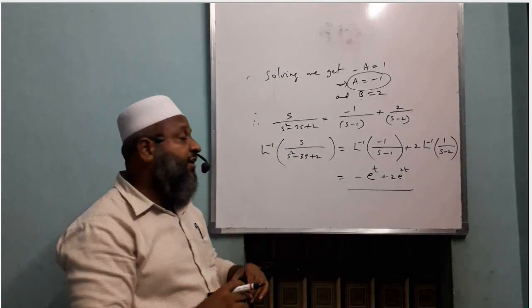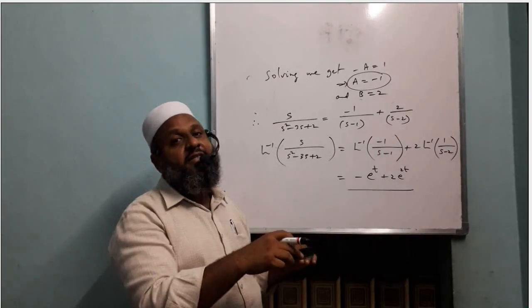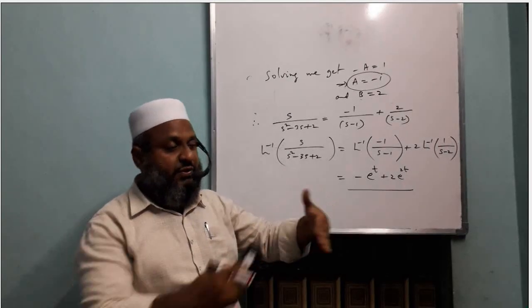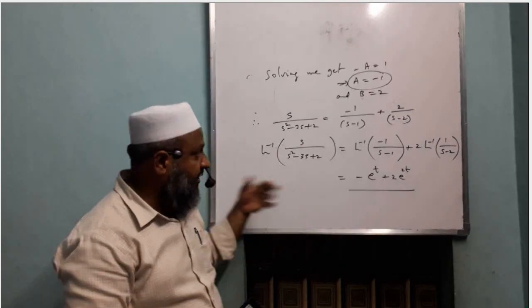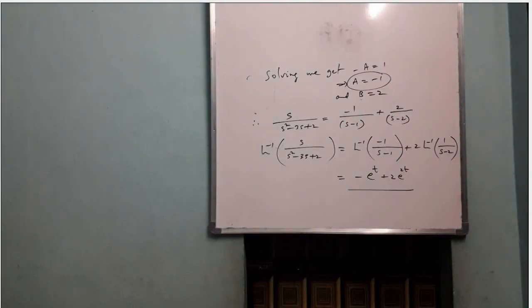In case if we are unable to reduce this into first degree factors, then we will treat it as irreducible, and then we'll try to make up the perfect square and we'll separate the terms. That we'll do in the next problem. If you want, you can take the screenshot for this.